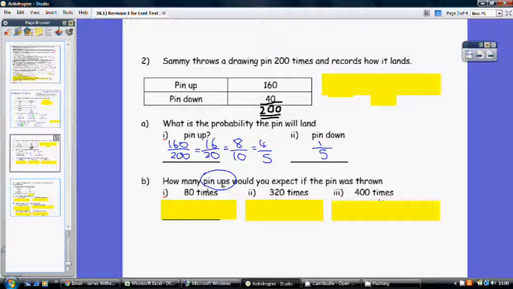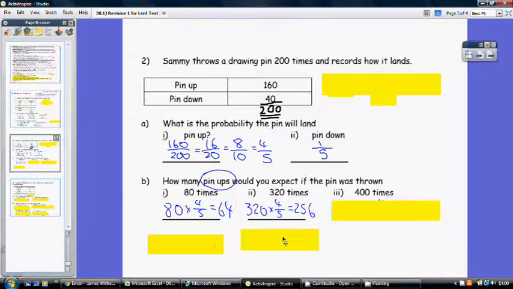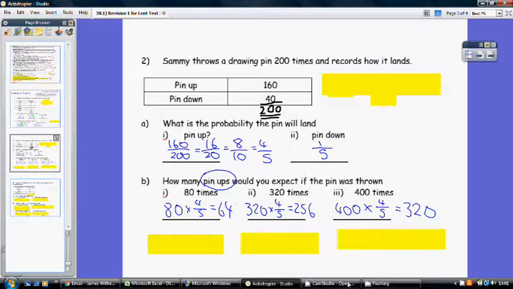Now part B: how many pin ups would you expect if the pin was thrown 80 times? The probability of a pin up with just one throw was 4/5. So when there are 80 throws, it's going to be 80 lots of 4/5, which is 64. With 320 throws, it would be 320 times 4/5, which is 256. And when you throw it 400 times, 400 times 4/5, which is 320.